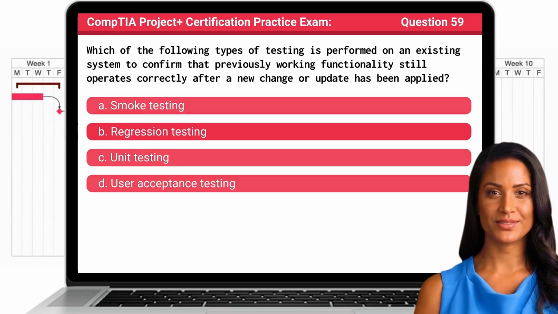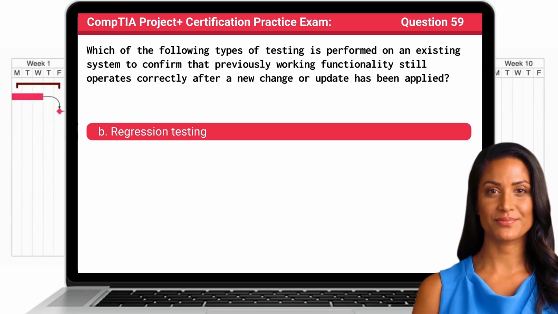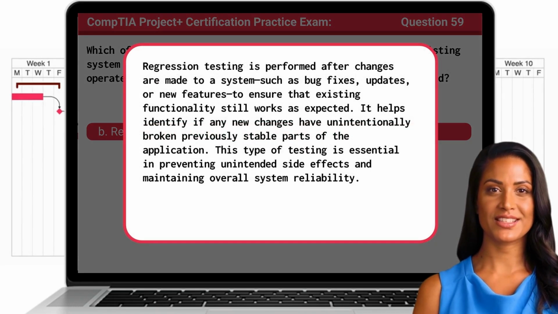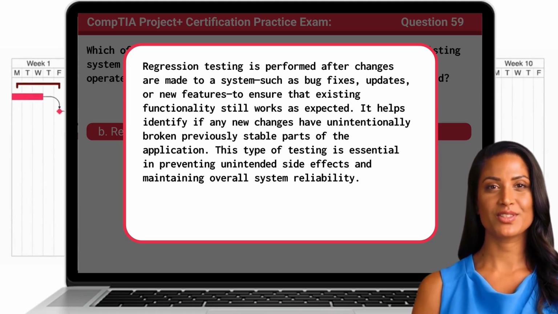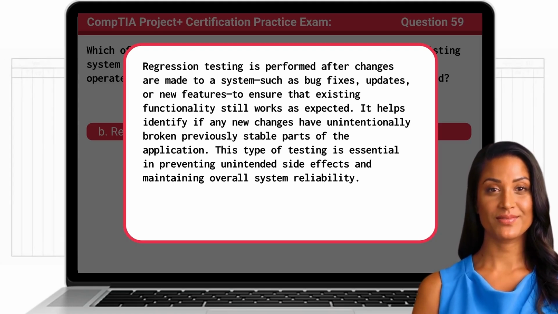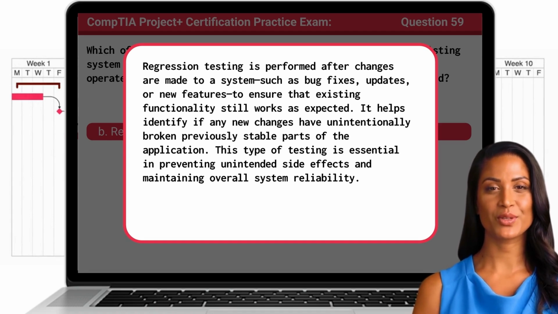The answer is B. Regression testing. Regression testing is performed after changes are made to a system, such as bug fixes, updates, or new features, to ensure that existing functionality still works as expected. It helps identify if any new changes have unintentionally broken previously stable parts of the application. This type of testing is essential in preventing unintended side effects and maintaining overall system reliability.